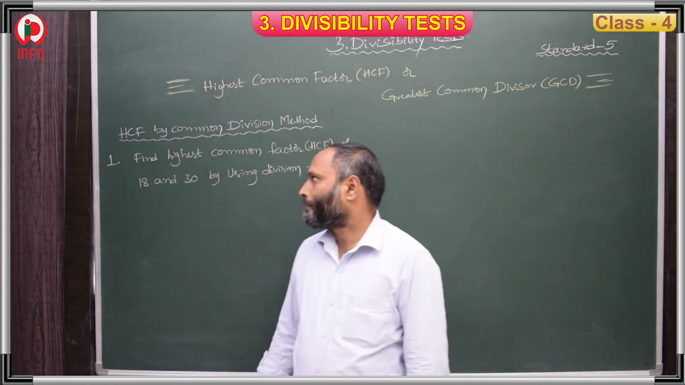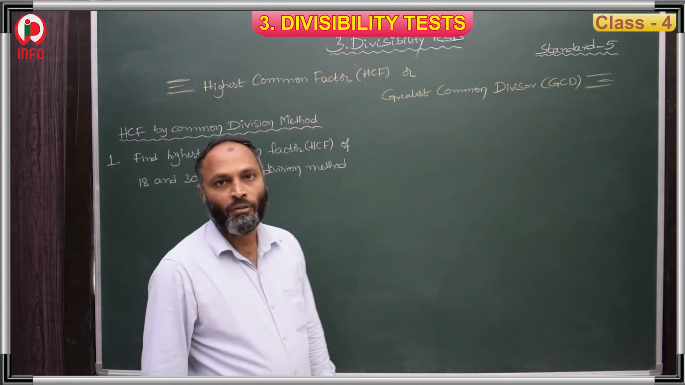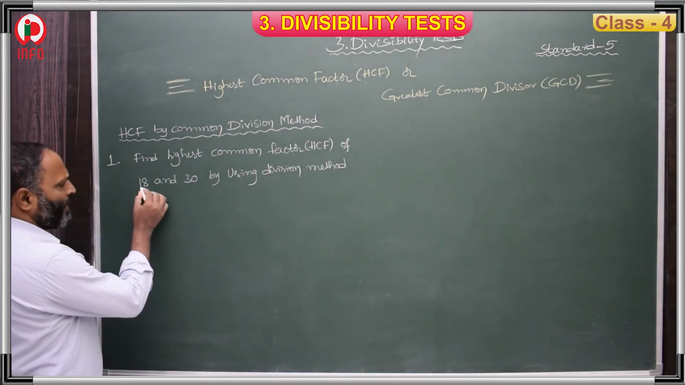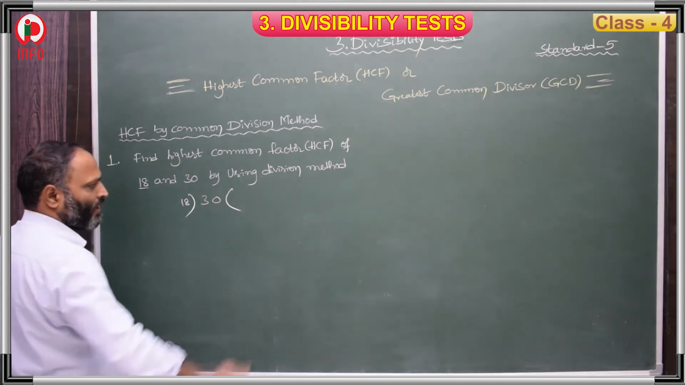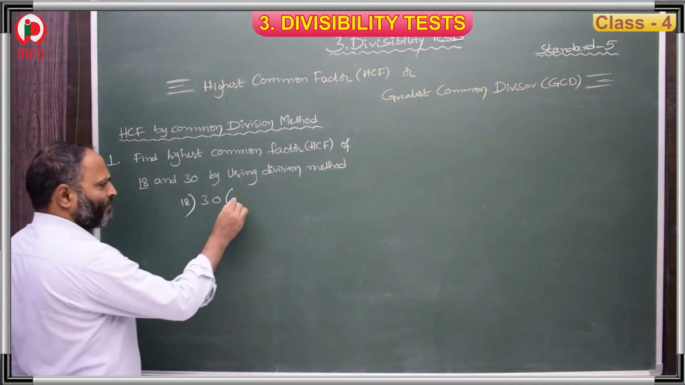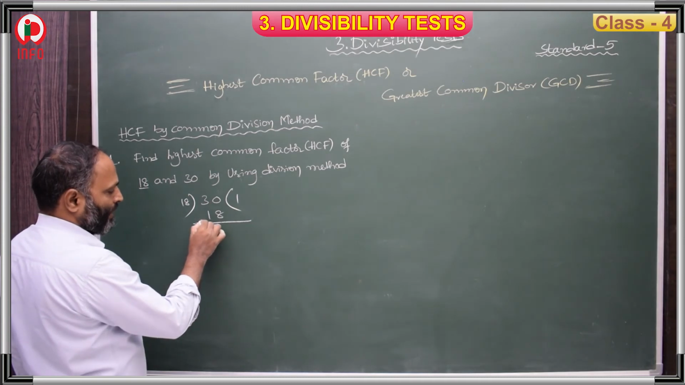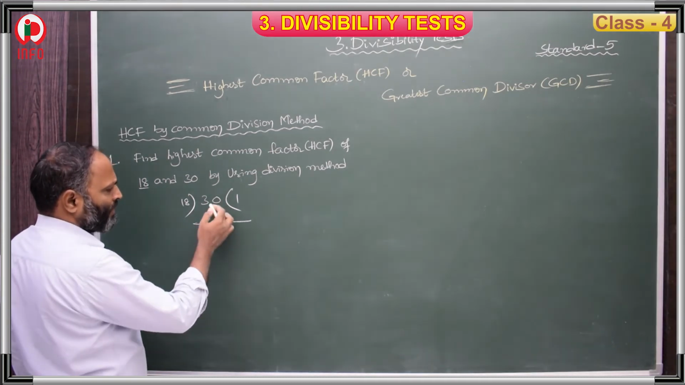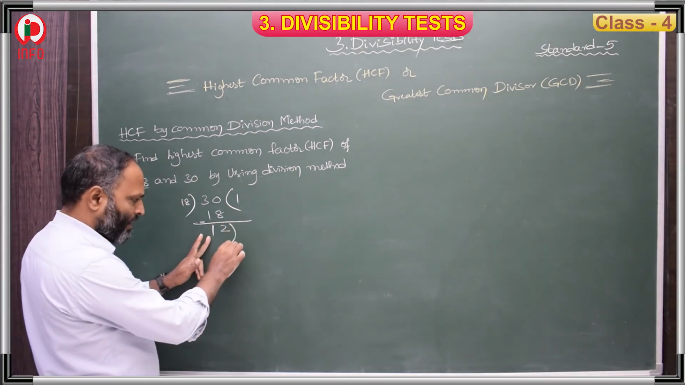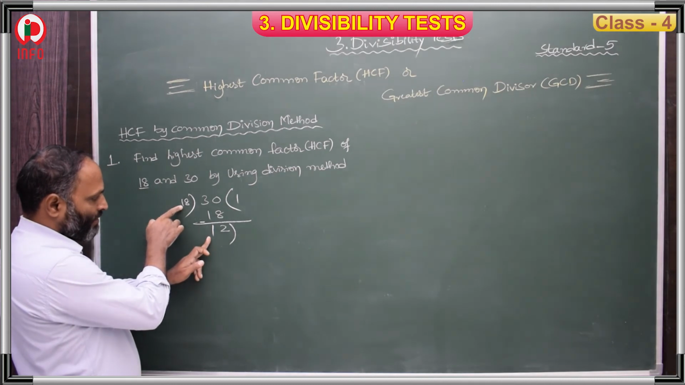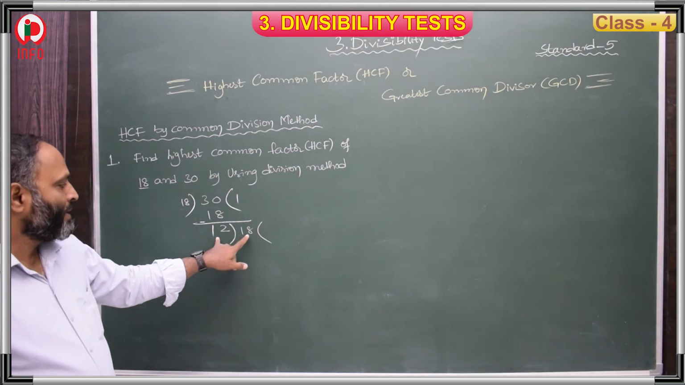And now, using the division method, how to find the HCF. First we take the smaller number and divide it into the bigger number. Now 18 ones are 18, then minus. Then 2 and here 12. This 12 is the remainder. This remainder again divides the divisor. The remainder divides the divisor.